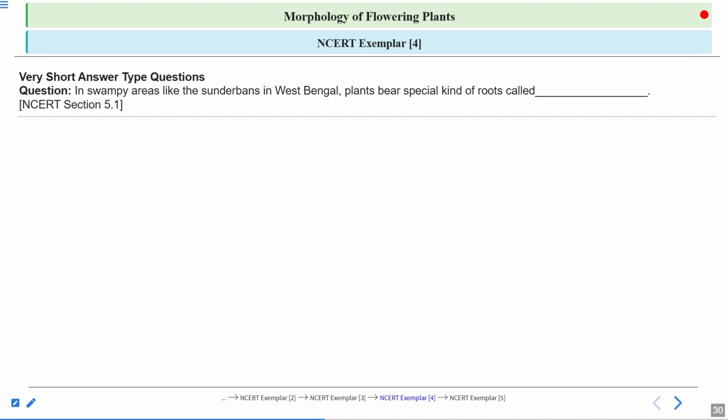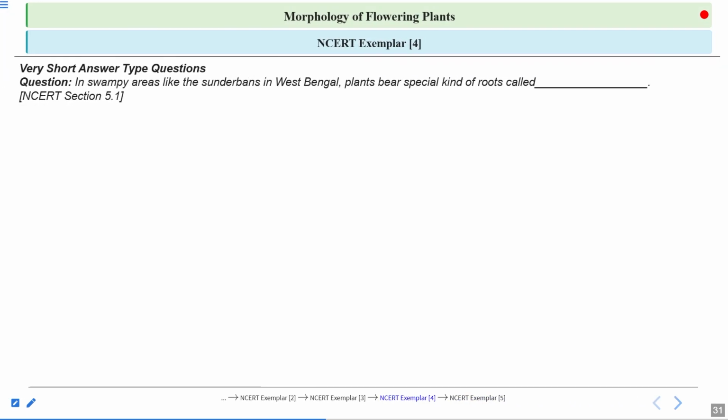Next question is, in swampy areas like the Sundarbans in West Bengal, plants bear special kinds of roots. Plants bear special kinds of roots, and that is called. Let us see the answer.